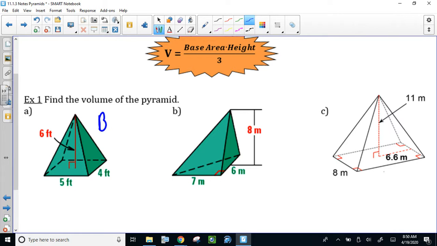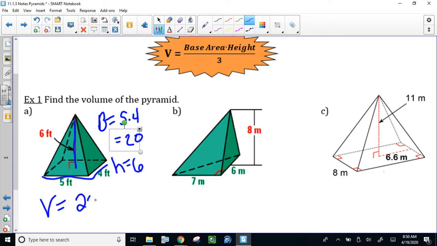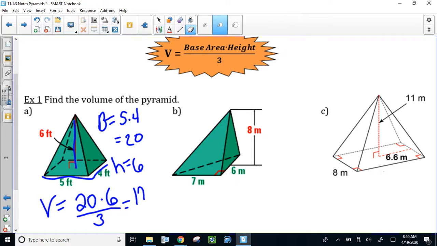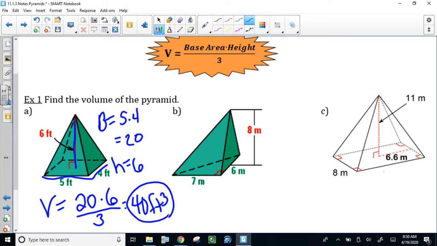So we need to know what's the base area of this prism. Well, the base is a rectangle, so it's 5 by 4. So our base area would be 20. And our height of the prism, very clearly we can see there, is 6. So to find our volume, we're just going to do 20, the base area, times 6 divided by 3. And 20 times 6 is 120, and divided by 3 is going to give you 40 feet cubed. And that's all there is to it. You just need to know what's the base area and what's the height.